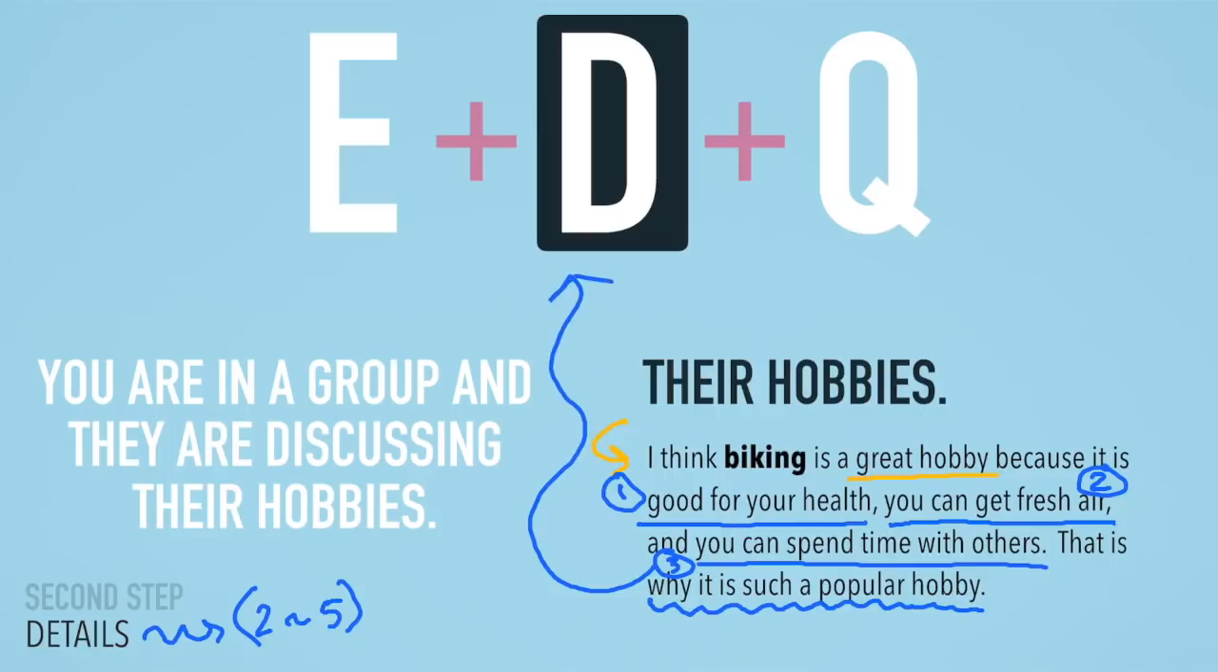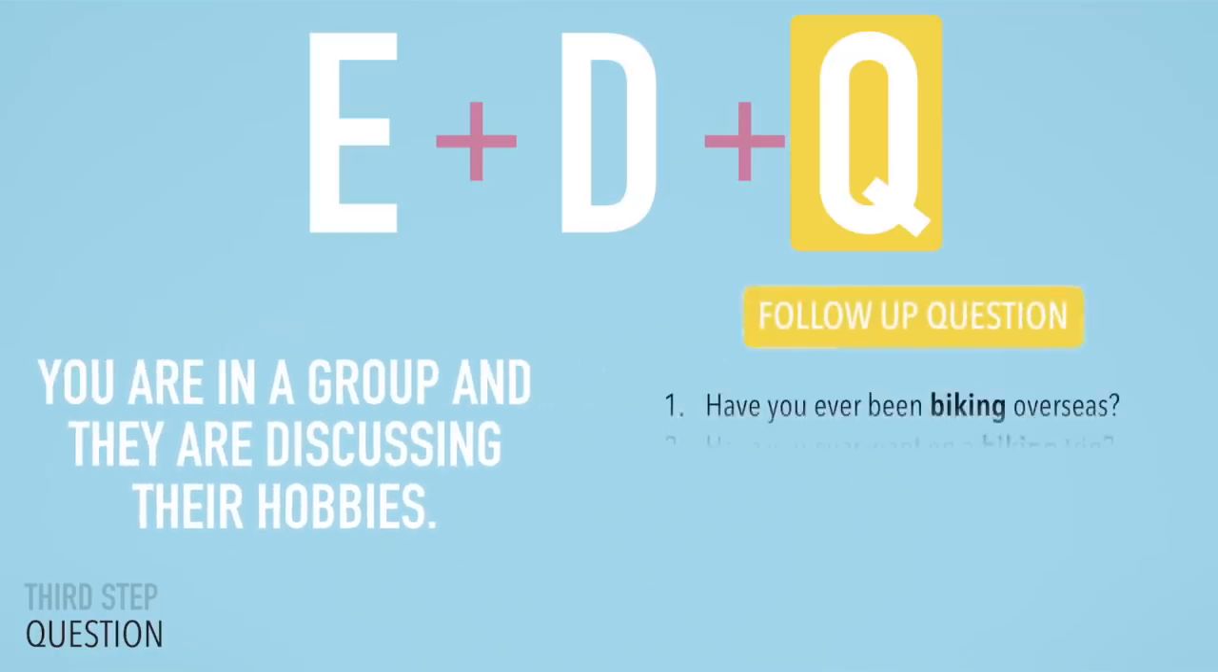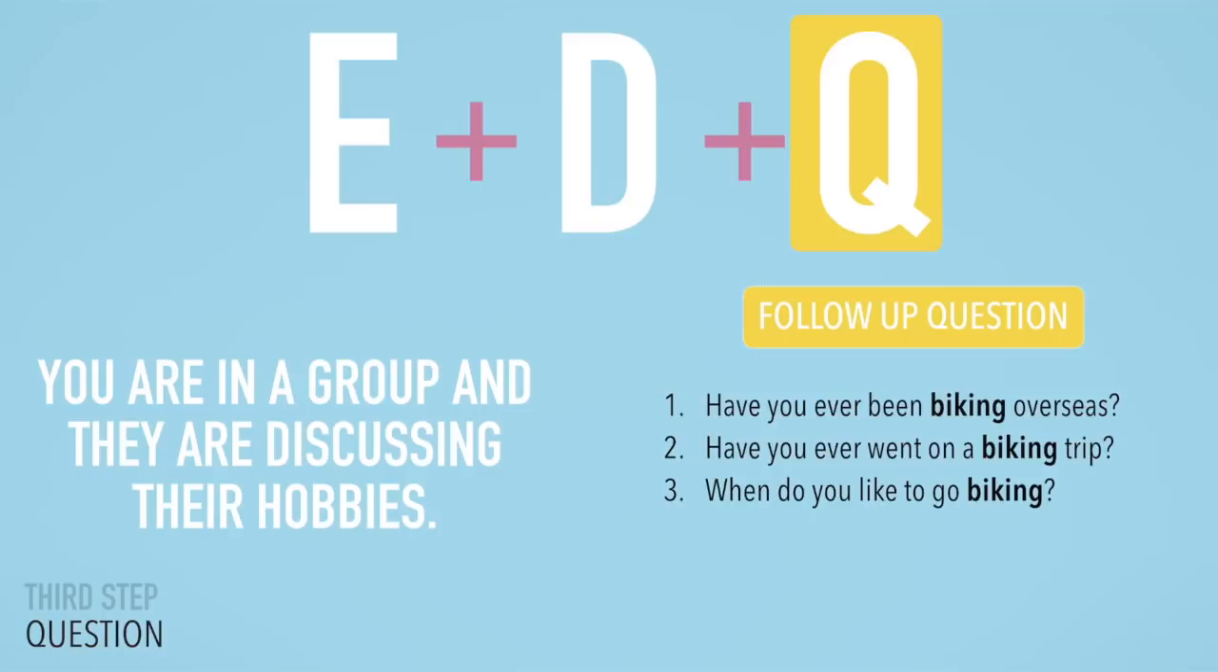Now, staying with the hobbies as the topic, we have to move on to the third part, which is the Q, or the question. So how can we do this? You see, what you want to do is you want to ask a question that is related to what you are already talking about. You spoke about biking, you spoke about your personal experience, and you also gave 3 reasons why biking is popular. So now you're going to ask a question.